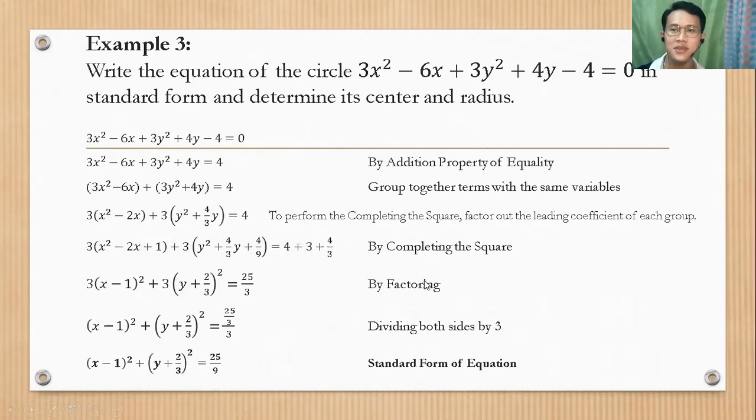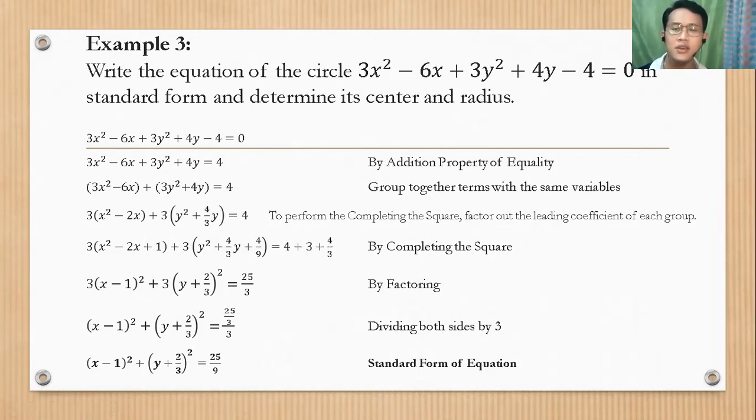Now we have example number 3. This is quite long. Write the equation of the circle 3x squared minus 6x plus 3y squared plus 4y minus 4 is equal to 0 in standard form and determine its center and radius. The given is in general form, and the first thing we're going to do is convert it into a standard equation.